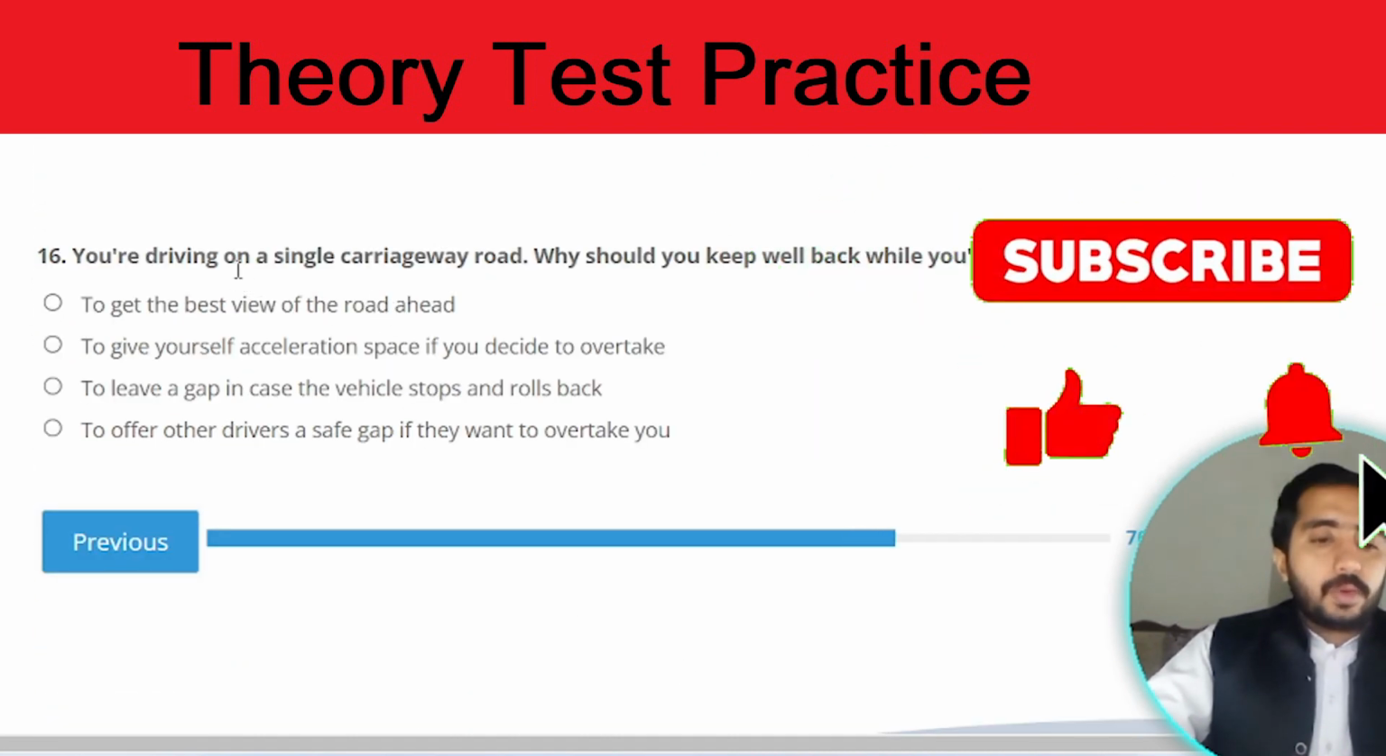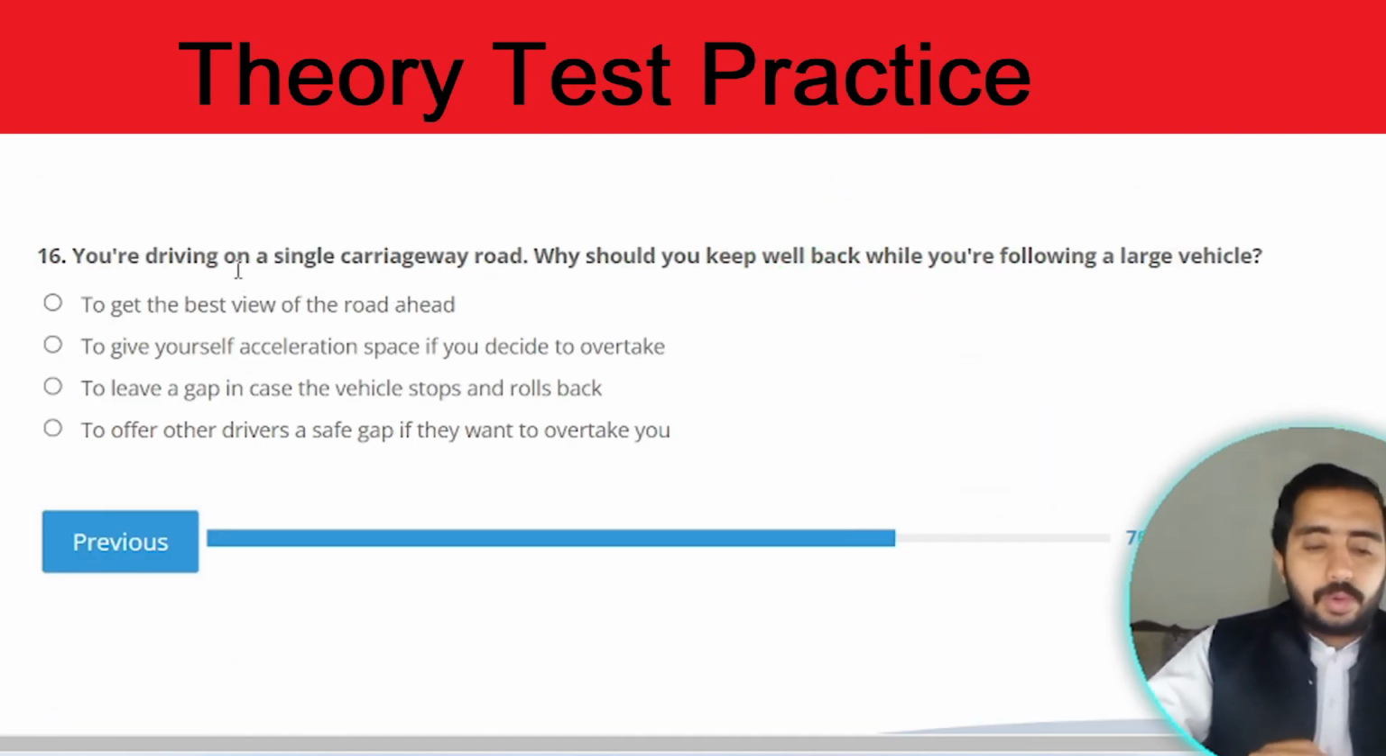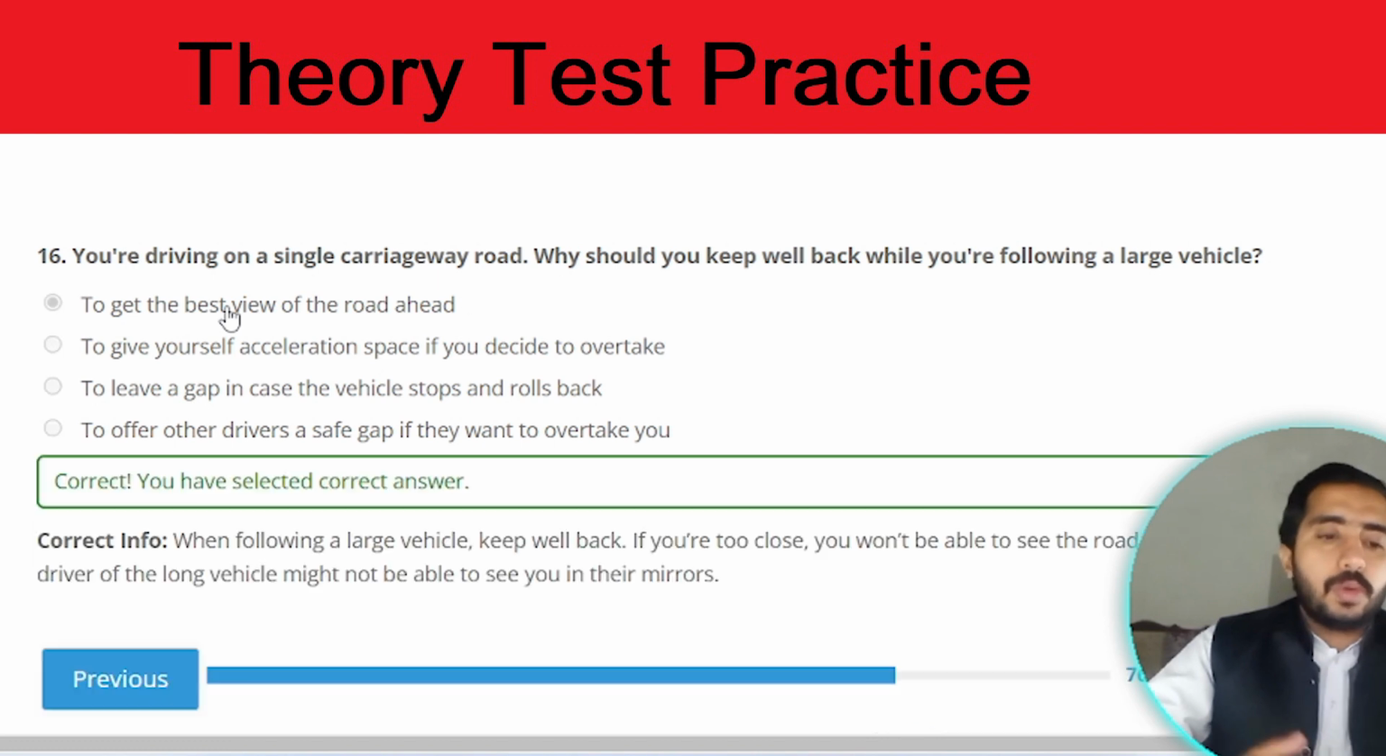Next one. You are driving on a single carriageway road. Why should you keep well back when you are following a large vehicle? Why do you need to remain back? To get the best view of the road ahead. Because when you are very close, you cannot get the full view. So to get the best complete view, you need to remain back from that vehicle.